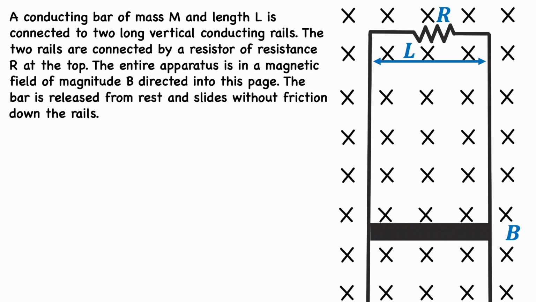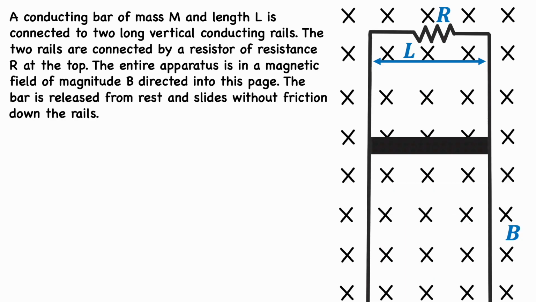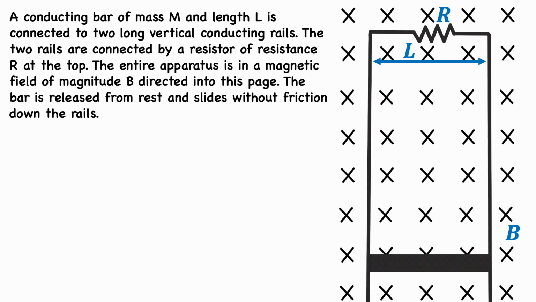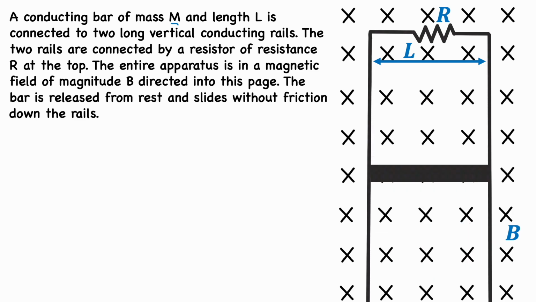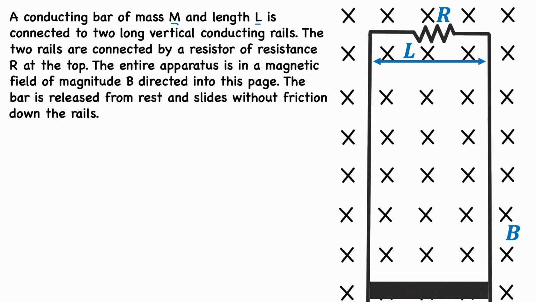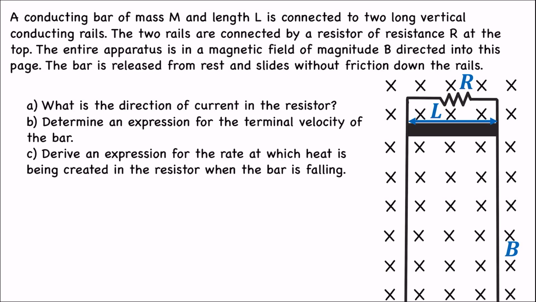So a common situation in high school physics is when you have a conducting bar that's part of a circuit dropped in a magnetic field. So I have a conducting bar here of a known mass and length, and it's going to be released from rest in a magnetic field that is directed into the page. There's a couple of things to figure out here.